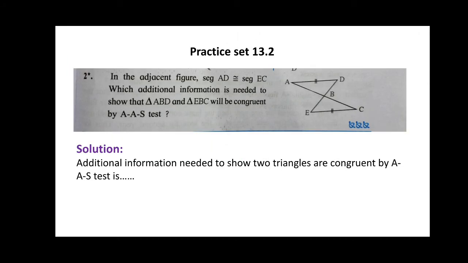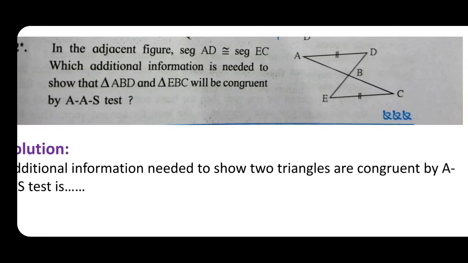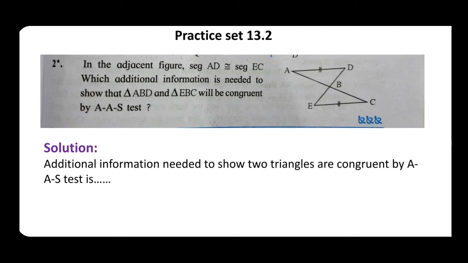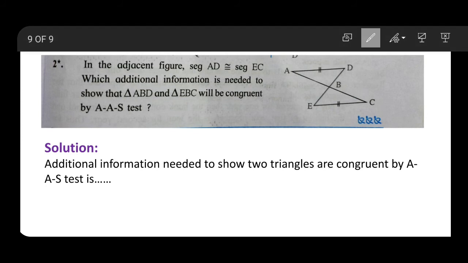See, the question is written here. In the adjacent figure, segment AD is congruent with segment EC, which is marked identically. Which additional information is needed to show that triangle ABD and triangle EBC will be congruent by AAS test, means angle angle side test? For AAS test, we need two angles congruent with one pair of sides. One pair of sides is already given, so we have to mention the angles.